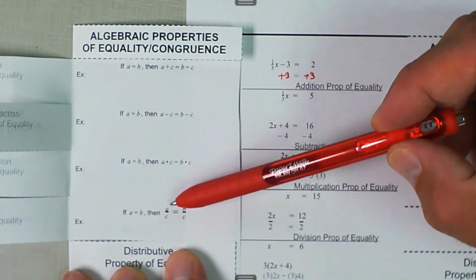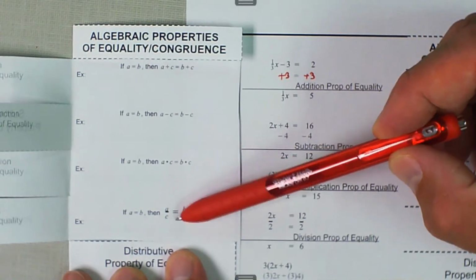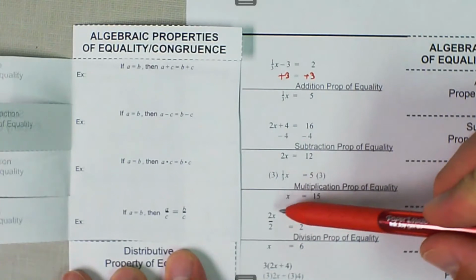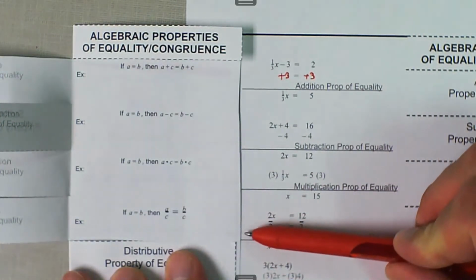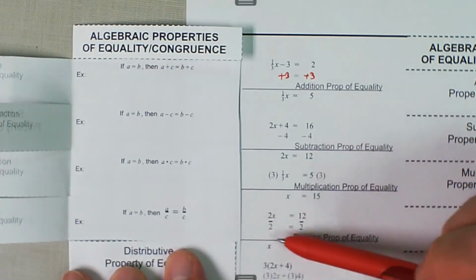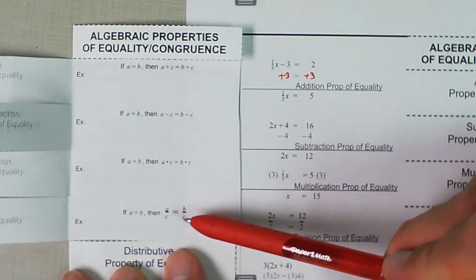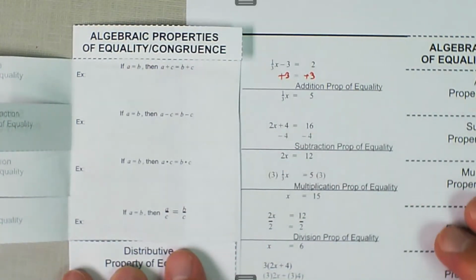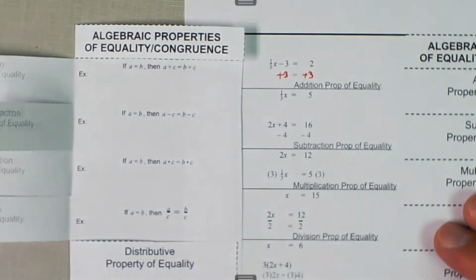And here we go with the division property of equality. Again, if a is equal to b and we divide c on both sides, the equation will still be balanced. So here we have 2x is equal to 12. Well, how do we get x by itself? We divide both sides by 2. So that's what the division property of equality is saying. If we divide by the same amount, then the equation will still be equal.